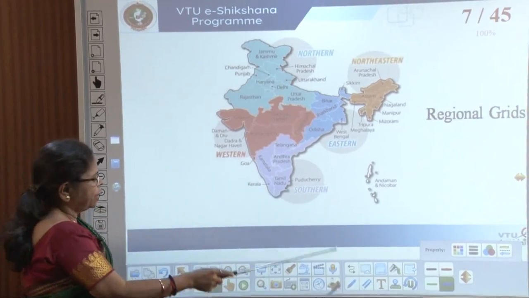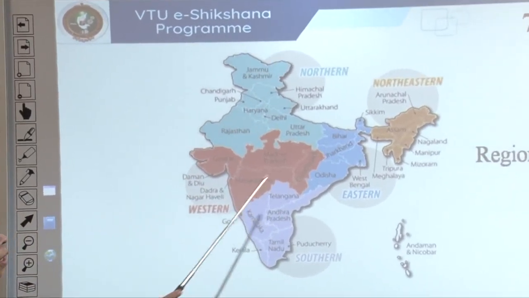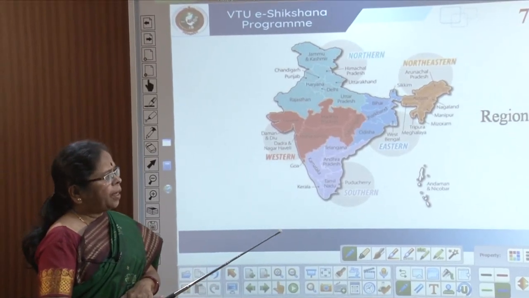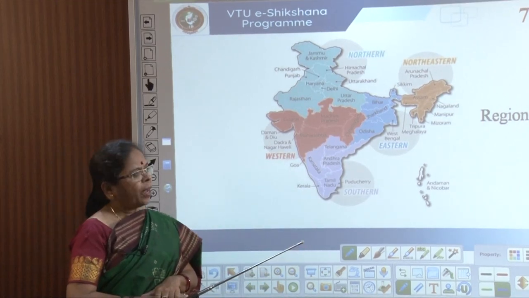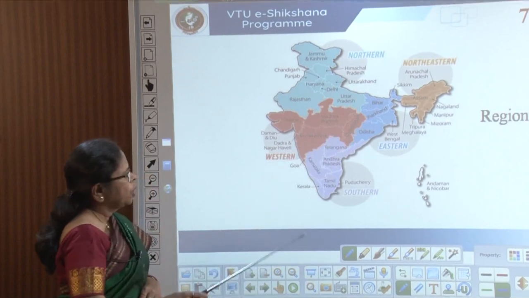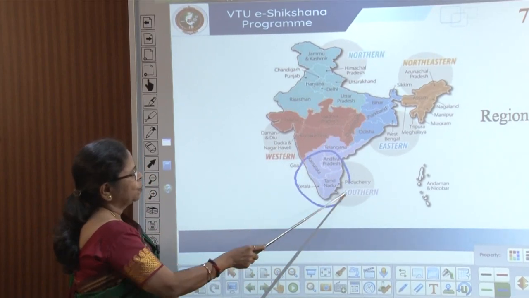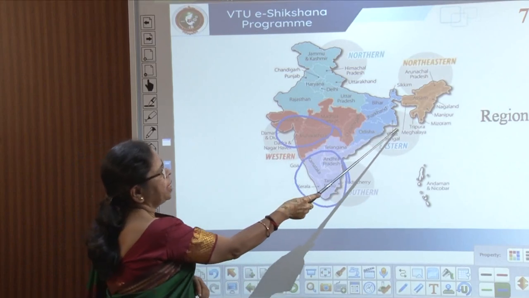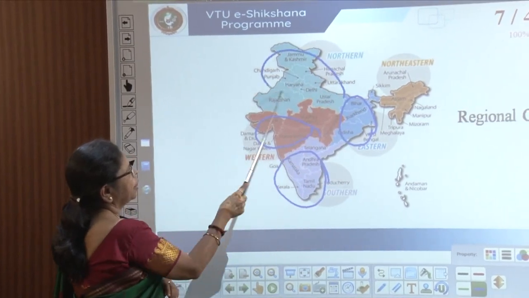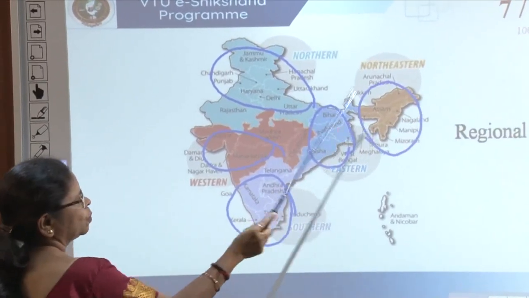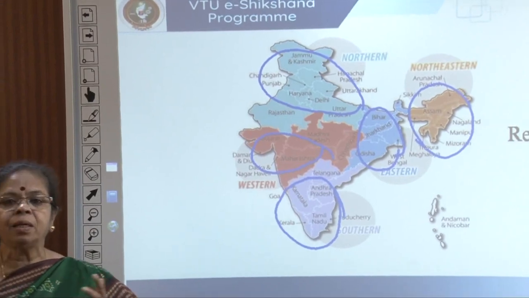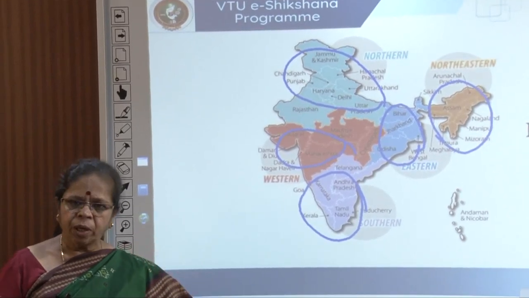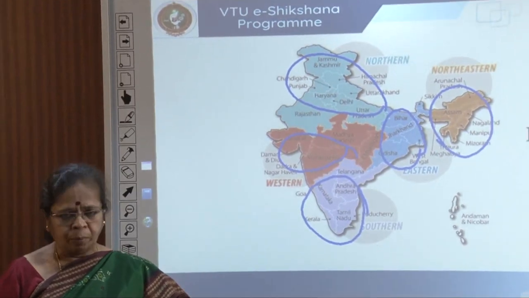Now, this roughly is how the Indian grid looks like. It's a huge one, so you can see here. So the Indian grid looks like this. You can see there are five regions. So you have the southern grid covering the southern states. Then you have the western, and we have the eastern grid, and the northern grid, and the northeastern grid. So these are called the regional grids. Okay? So each of these will have generation, some centrally owned, some state owned, some private owned, and so on.